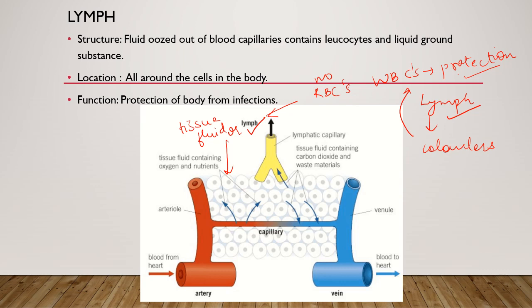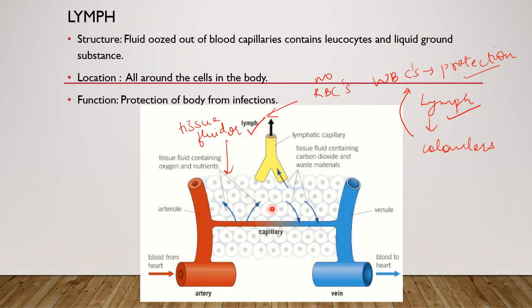As it contains the WBCs, its function is to help protect us from infections. I'll repeat again: when the blood enters the arteries and goes to the capillaries, what happens? Due to the blood pressure, some of the fluid gets oozed out into the tissues. That is why it is called tissue fluid or lymph. This tissue fluid or lymph would contain the WBCs and some proteins, and then it would enter the lymphatic system, into a lymphatic capillary. So it is called lymph.